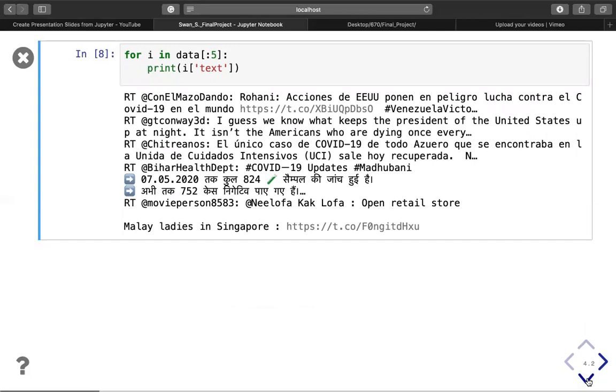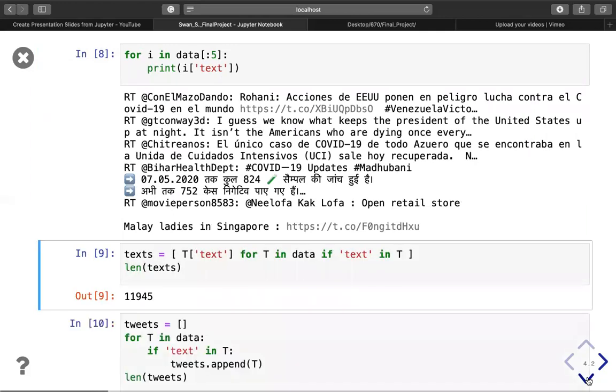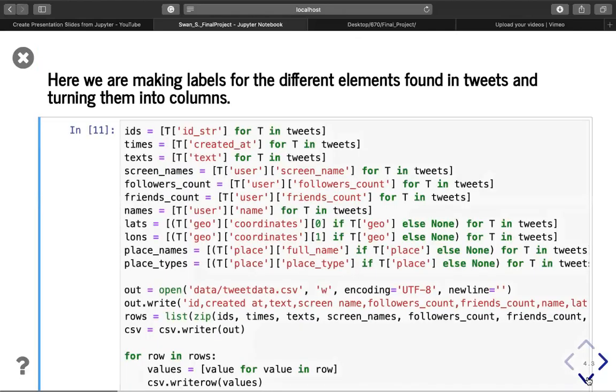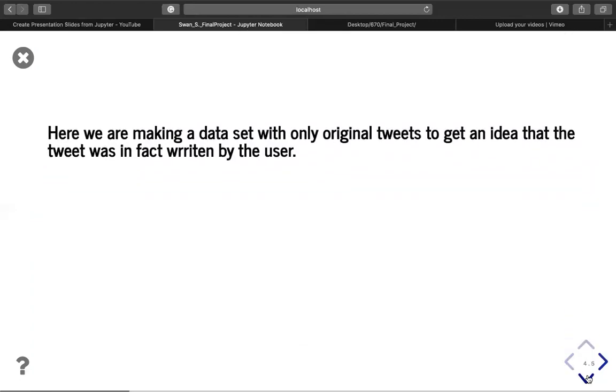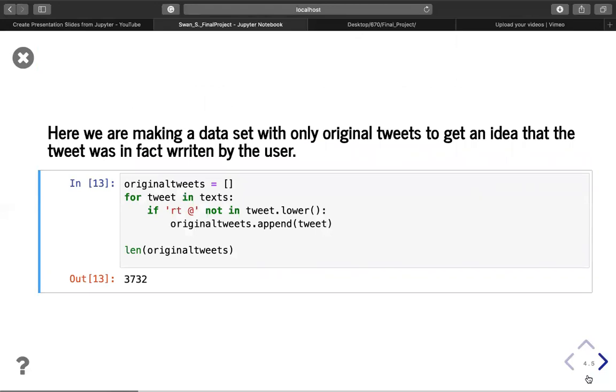I pulled out individual parts of the tweet, cleaned it up, and saved the tweets individually so I can use them later. Then I decided to make some different labels for the different elements of tweets so it would be easier to pull later. And I put them in a data frame to clean it up and make it look nice and presentable. Then I made an original tweets section, because it could be important to discern between what people are actually saying and what they are just retweeting from other people.